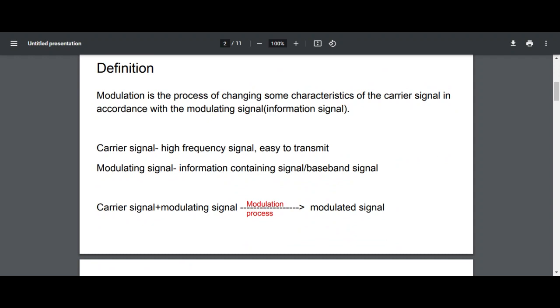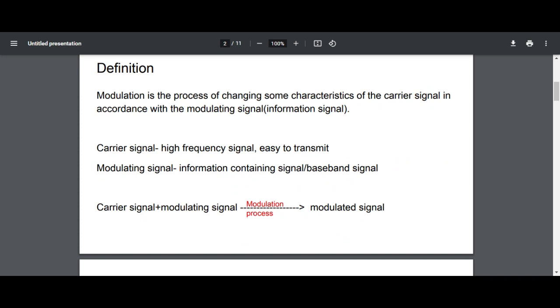Before starting modulation, I want to tell why we need modulation. When we send courier or post, do we send the object as it is? No, we do packaging. We put the object in a box, and this packaging facilitates easy transportation of the object. Modulation is the same thing. In modulation, we perform packaging of the information signal for its easy transportation.